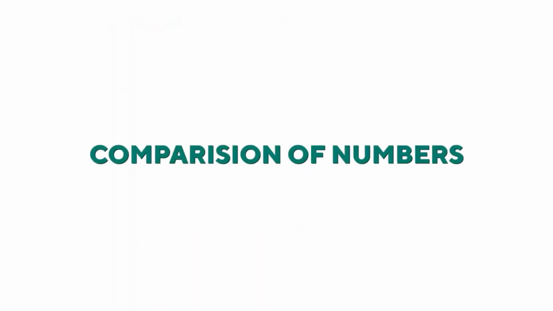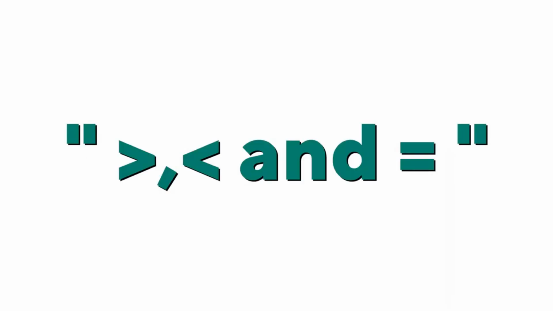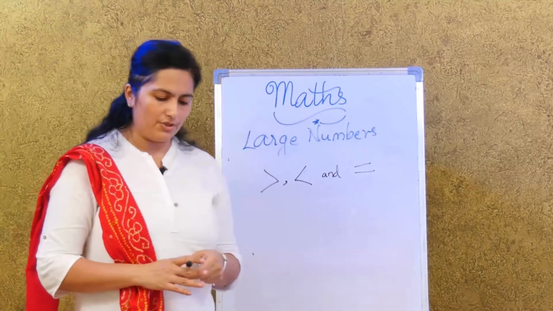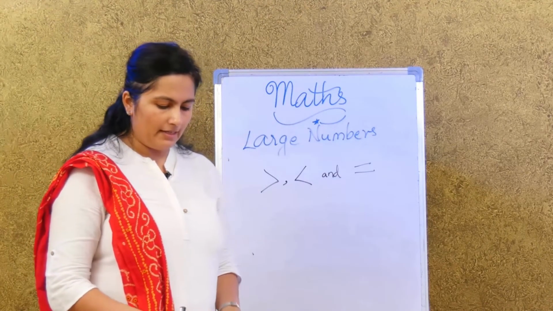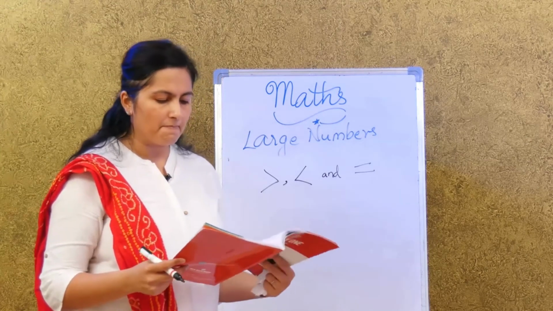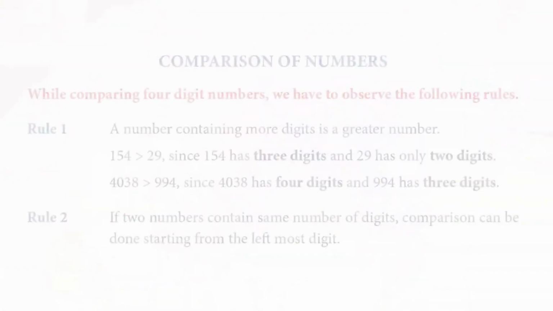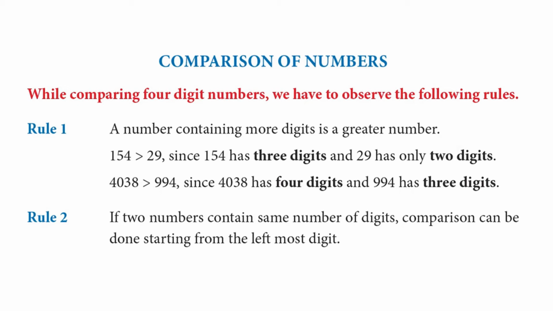Comparison of numbers. We learned in earlier units that not all numbers are same, some are greater, some are lesser, and at times some are equal to each other. So, we use the symbols, remember the symbols, greater than, lesser than and equal to. These are the three things we used. So, let us take a look at what the rule says. A number containing more digits is a greater number. We learned that.